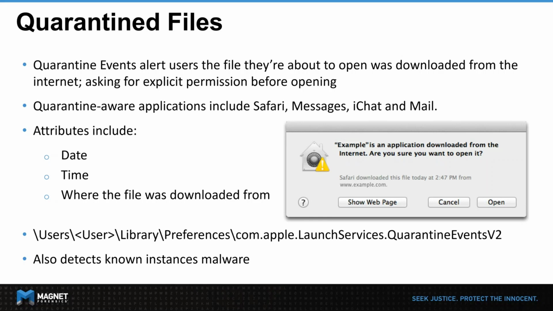But some of the things that you're going to be able to get out of this database: date and time, where that file is being downloaded from. You're also going to get a Quarantine Events identifier, so you can identify and kind of trace that file around that system.